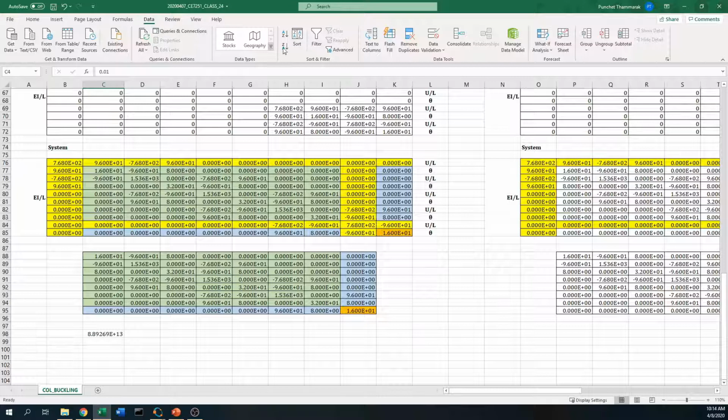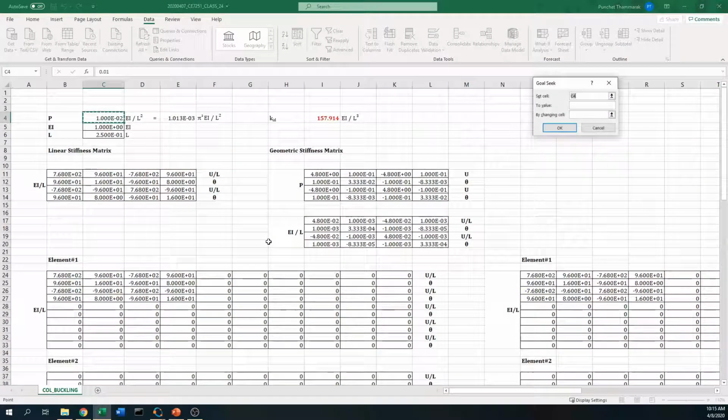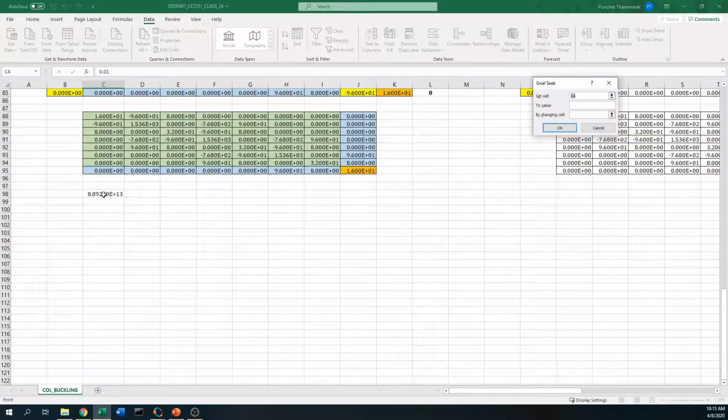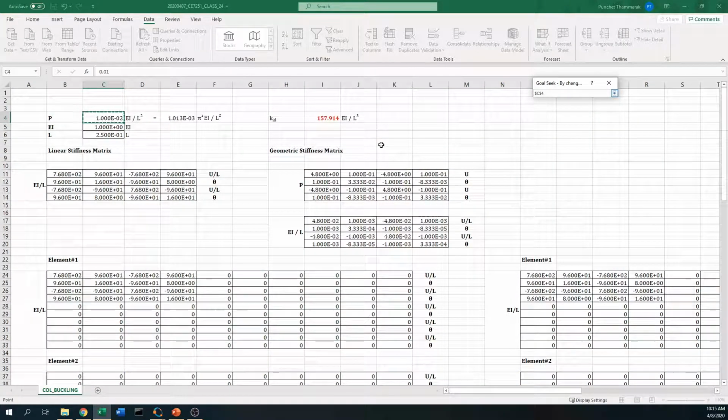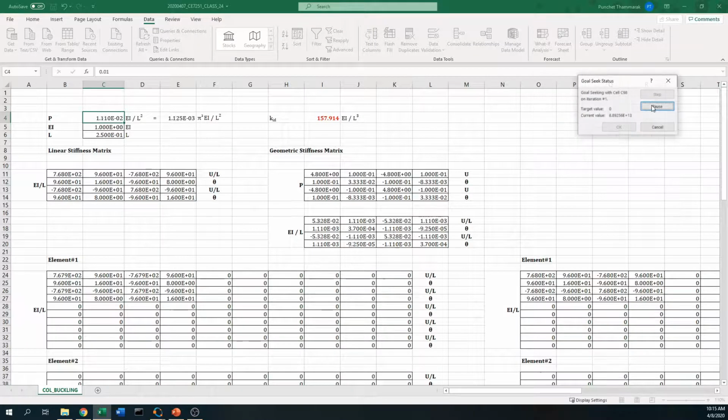So we go to data, we go to the what-if analysis, we do the goal seek, and what we want to set cell. This cell is the determinant of the stiffness matrix. To what value? We need 0. Okay, or close to 0, or somewhere that the graph is changing from positive to negative, that is in the vicinity of 0. And then by changing what cell? Changing the P. So we want to know what P value is going to give the 0 determinant of the stiffness matrix, and then enter and enter.